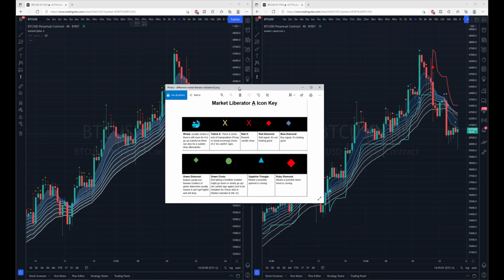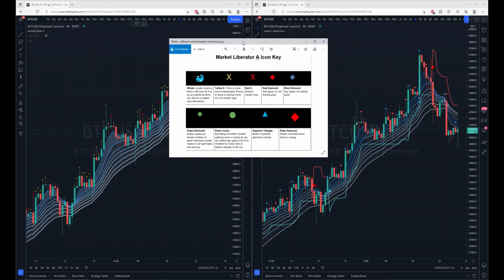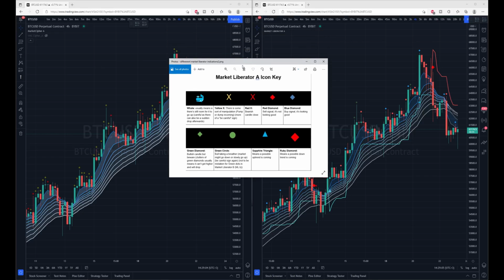So here's a little key for the Market Liberator, what the little different symbols mean. When there's a whale, usually means there's still room for it to go up. Careful, as there can also be a sudden drop after. So yeah, it doesn't really mean too much for us on that. It could go up or it could have a sudden drop after. So who knows? Yellow X, there is some sort of manipulation. Pump or dump incoming. More of a be careful sign. So same thing as the whale, could be a pump or a dump.